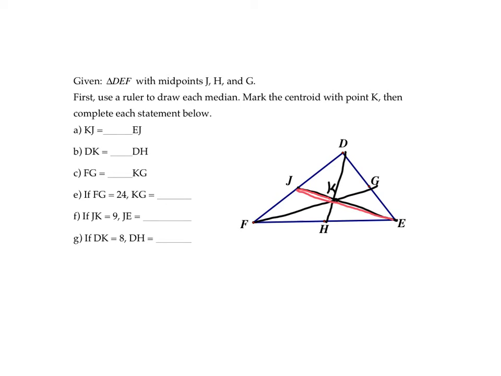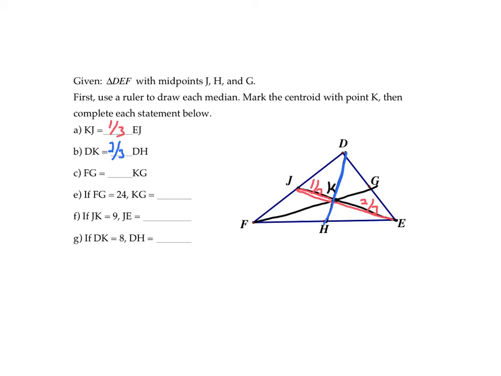Remember that the medians, when they intersect at the centroid, split them all up, so each of these is split into the fraction 2/3 for the longer piece and 1/3 for the shorter piece. So we would say in here that KJ is equal to 1/3 of the length of EJ. Working with another median, line segment DK, that's equal to 2/3 of this whole line segment. So 2/3 of DH.